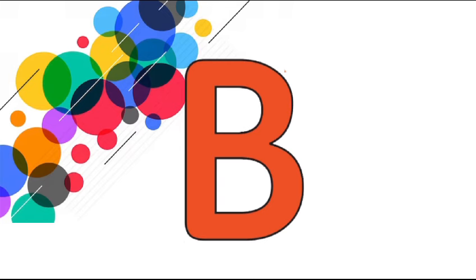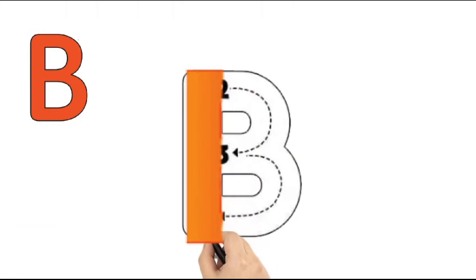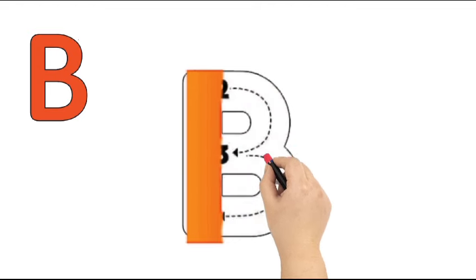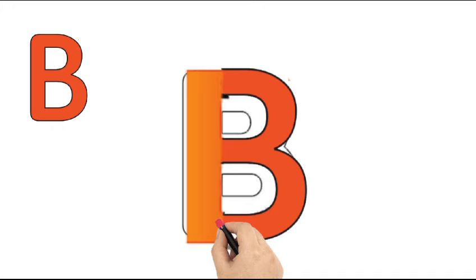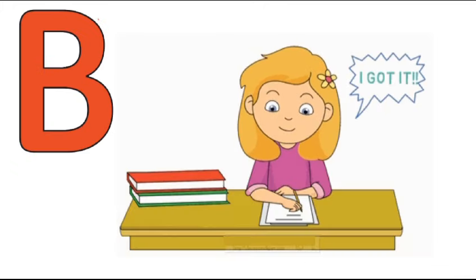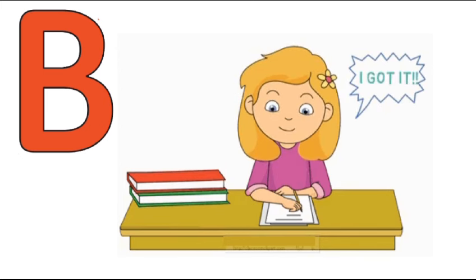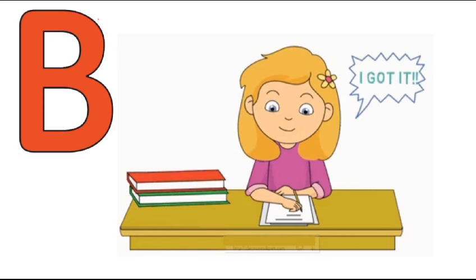Let's do it again. Bounce down to make a one, then the first half circle, and the second half circle. Awesome! Now it's your turn. Grab your crayon and let's draw an uppercase B together. Ready, set, go! Great job! You're bouncing with the best of them.